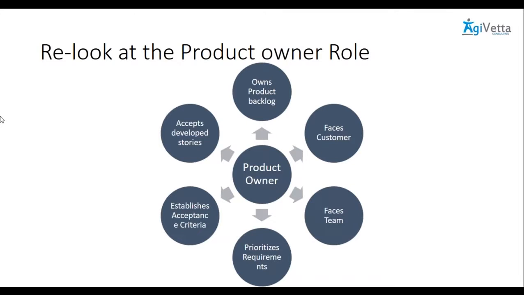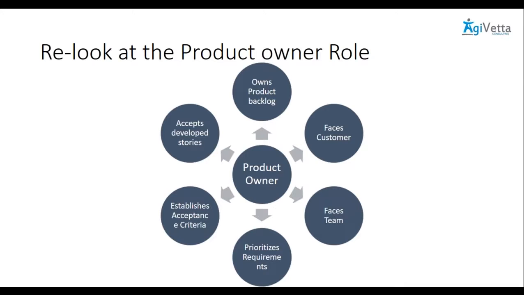Let's take a look at the product owner role that we know of. The product owner we know owns the product backlog. He's the one who faces the customer and also the team. He or she is in charge of prioritizing the requirements as they come from the customer, establishes the acceptance criteria, and accepts the developed stories.